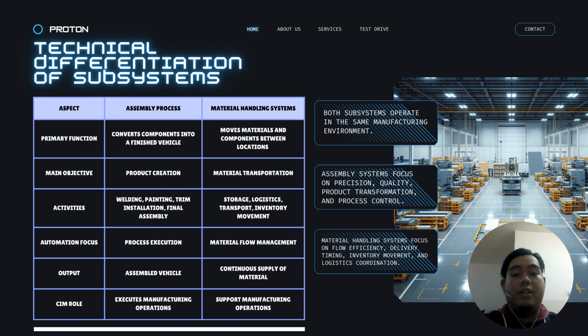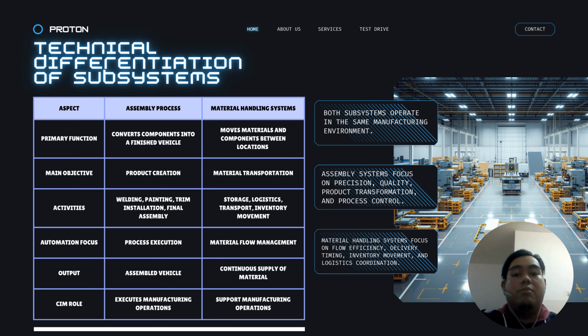Assembly and material handling system perform different but complementary functions within Proton manufacturing environment. The assembly subsystem is responsible for transforming components into finished vehicle through process such as body assembly, painting, and final assembly. Its primary focus is product creation, quality, and process execution.